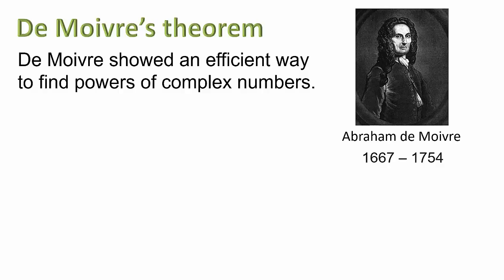This one will deal with de Moivre's theorem. Abraham de Moivre was a French mathematician in the 17th century who found a very neat way of working out powers of z in complex number form. So let's see what this is all about.